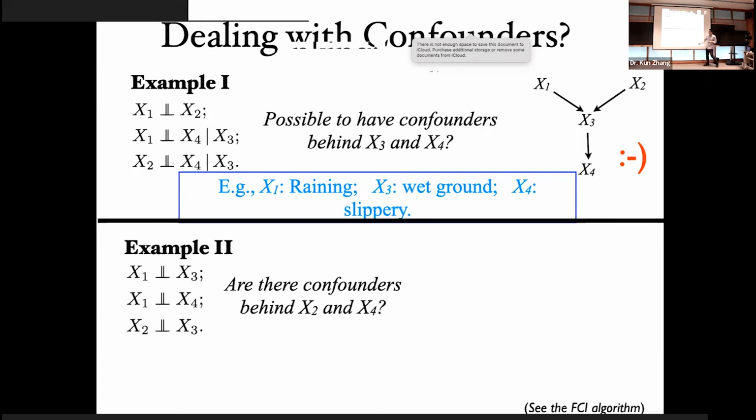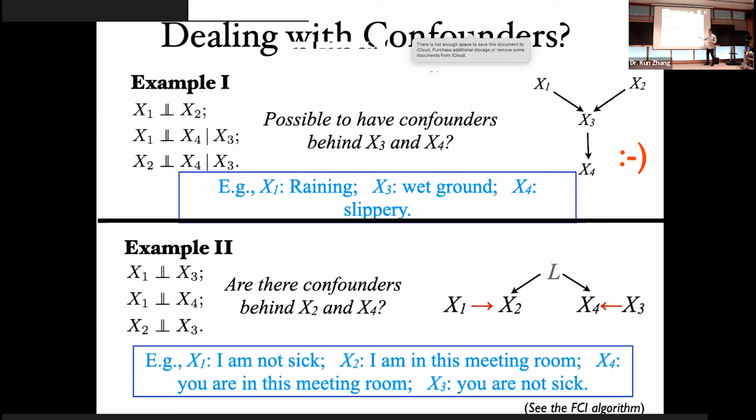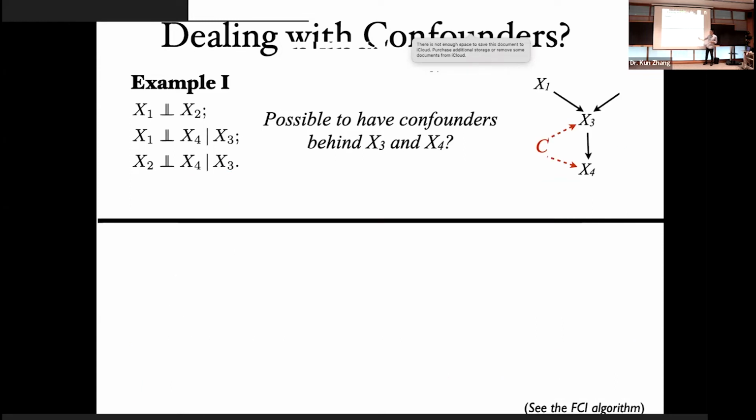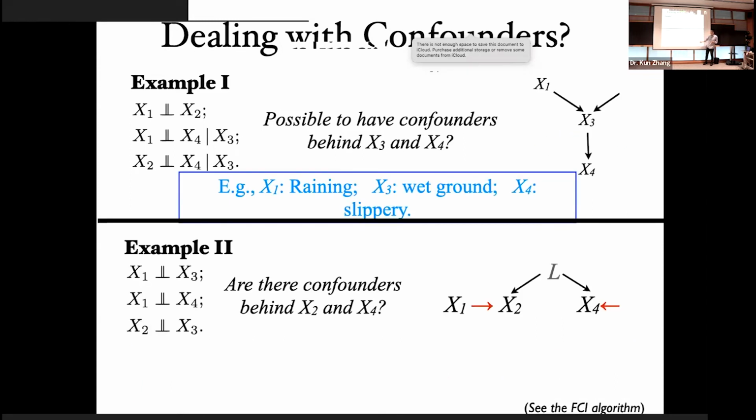Second example, we have another set of independence relations among the variables, and then the question is whether it is possible for X2 and X4 to be confounded. So the answer is in this case, X2 and X4 must be confounded. They must be confounded. Although they are dependent, they are always dependent. X2 and X4 are dependent. We know that there is no direct causal influence between them. Neither of them is the cause of the other, and their dependence is caused by some latent confounders.